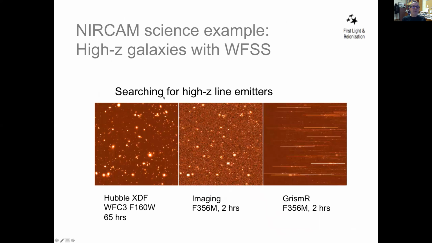Okay, so here's an example of simulations of searching for high redshift galaxies, most specifically line emitters. On the left here, this is a Hubble image of the Hubble deep field at 1.6 micron. In the middle, this is a simulated image of the same scene, but at 3.6 micron, about 2 hours. And on the right, same amount of integration time, but with the GRISM. So you can see you're getting the spectrum of all these sources.